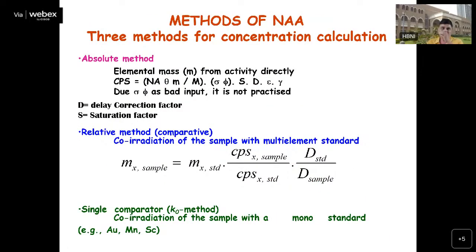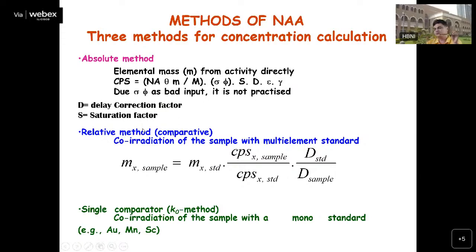And there are three methods for the concentration evaluation for these calculations. That is called the absolute method. But once you do the absolute method, it's very difficult to find out the sigma and phi actually, because it's very tedious. So we cannot provide the right input to the system, so that's why it's not in practice actually. So generally we do the relative method.